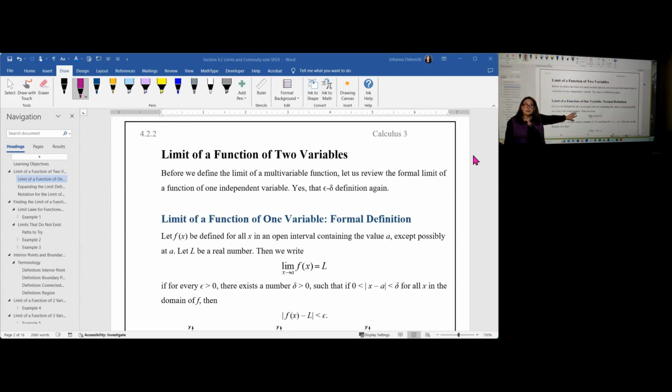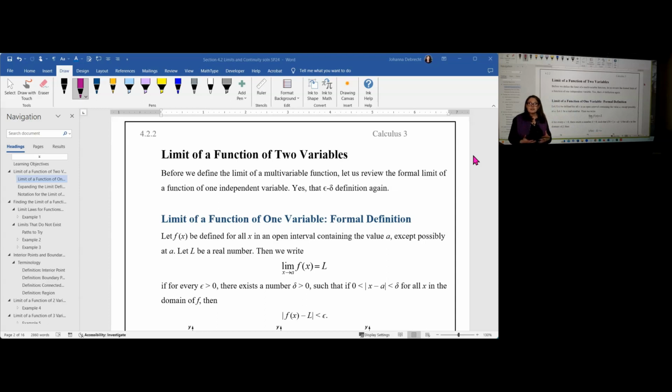Then let L be a real number. Then we write the limit as x approaches a of the function f of x equals L if for every epsilon that is greater than 0, there exists a number delta also greater than 0, such that if 0 is less than the absolute value of x minus a, which is less than delta, for all the x in the domain of f, then the absolute value of f of x minus L is less than epsilon.